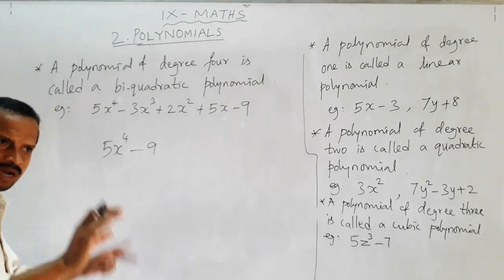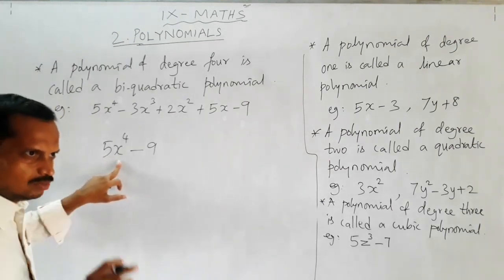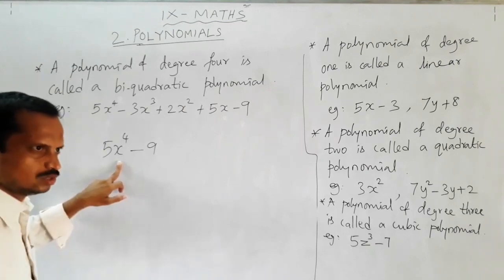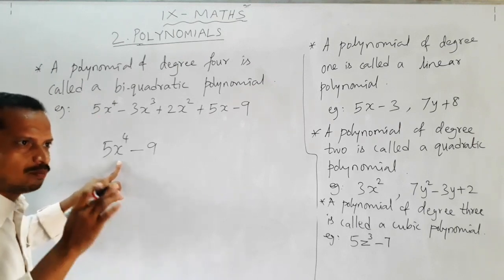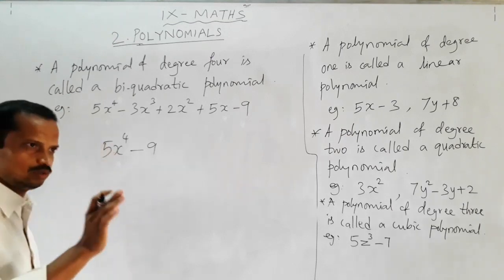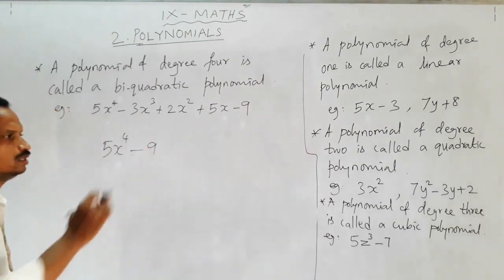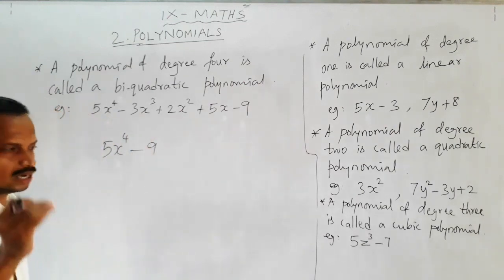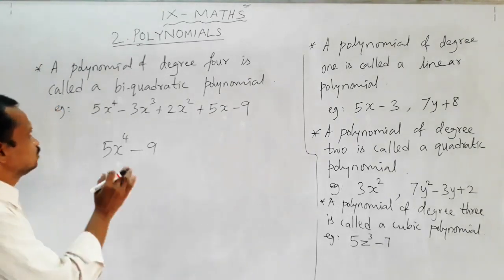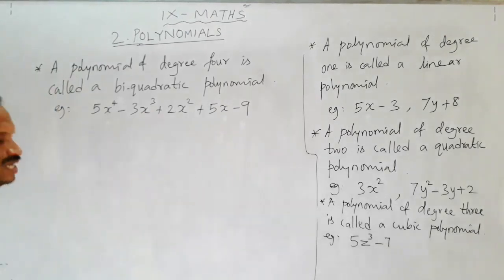So if 5x power 4 minus 9 is present, then also the variable is x whose power is 4, that is the highest power, so the degree is 4. Therefore it is also a biquadratic polynomial. Though it has 2 terms, the degree is 4, therefore it is a biquadratic polynomial. So depending on the degree, you have to focus on the highest power of the variable present in the given polynomial. An example is enough.